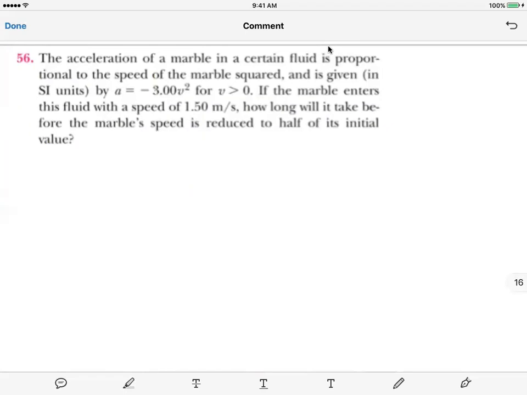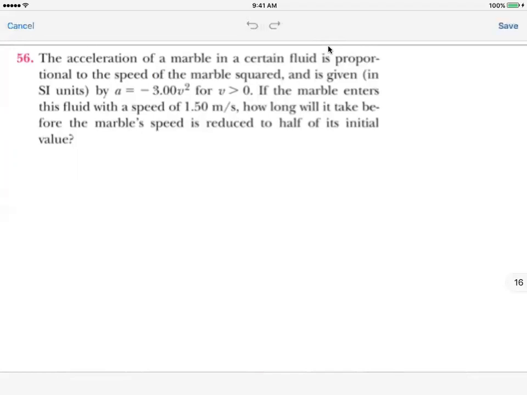Which means that, what does it mean? A equal to minus 3v squared for positive v means that if the object is moving in this fluid with a given velocity, this fluid will be opposing the motion of the object. And of course, the acceleration is negative in this case, because the fluid wants this object to stop, and it will not push the object to accelerate, but it will oppose the motion of the object. If the marble enters this fluid with a speed of 1.5 meters per second, how long will it take before the marble's speed is reduced to half of its initial value?